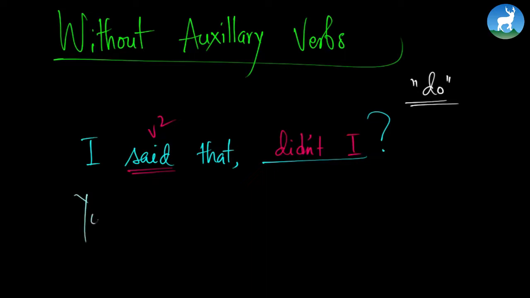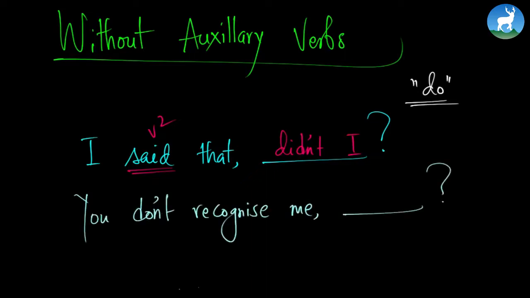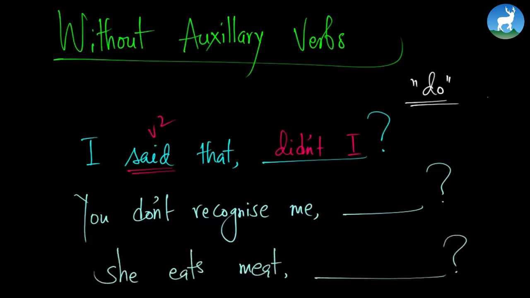Some more examples. You don't recognize me. One more question. She eats meat. Well, let's write the tag questions. You don't recognize me. So the auxiliary, what do we use? Do you? She eats meat, no auxiliary. So what should we do? We first talk about auxiliary verbs.